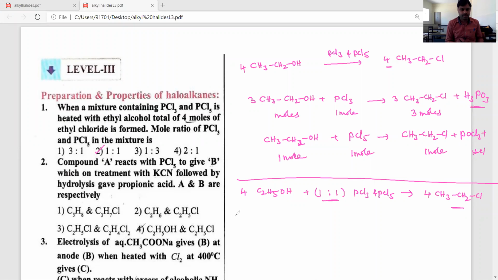Okay, let's see the second question. A compound A reacts with PCl5 and gives compound B. Compound B is treated with KCN, and then on hydrolysis, the final product is obtained.